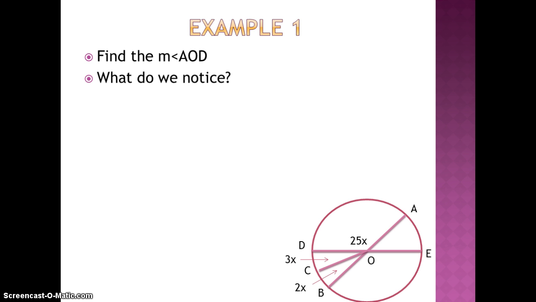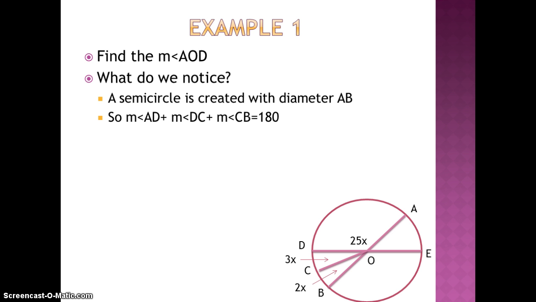Example 1, we're going to find the measure of angle AOD. What do we notice? A semicircle is created with diameter AB. So the measure of angle AD plus the measure of angle DC plus the measure of angle CB equals 180 degrees, because those three angles make up the semicircle.